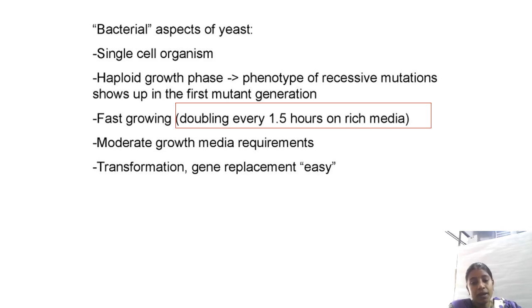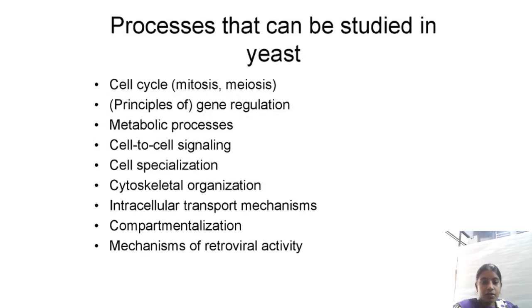So on rich media, its doubling time would be around 1.5 hours, and they have moderate growth media requirements, and genetic transformation and gene replacement are easier with these Saccharomyces cerevisiae cells. If you see the various processes such as cell cycle, mitosis, meiosis, gene regulation, metabolic processes, cell-to-cell signaling, cell specialization, cytoskeleton organization, intracellular transport mechanisms, and compartmentalization processes, these molecular biological processes can be studied using the laboratory strains of the yeast.